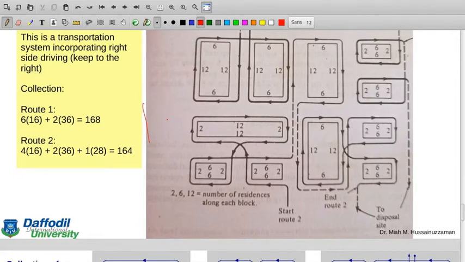What is the driving system in Somalia? Left-hand drive or right-hand drive? Right. Is it similar to Bangladesh or different? Sir, more similar. Similar.